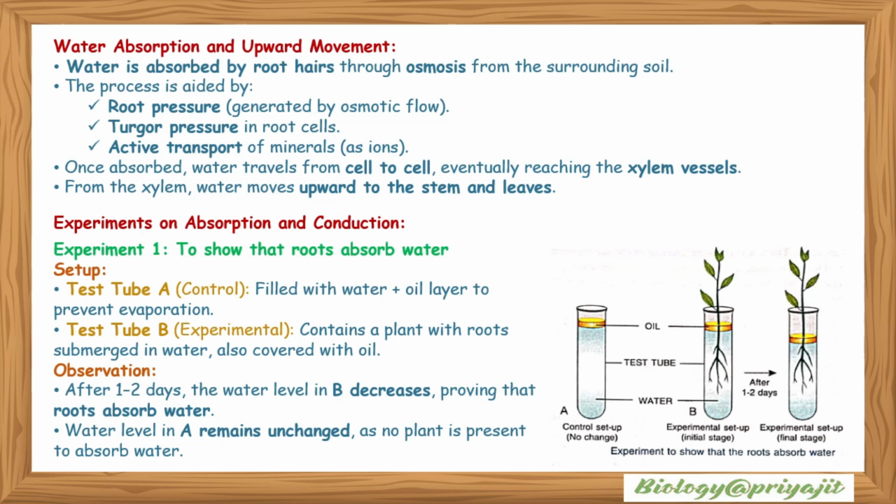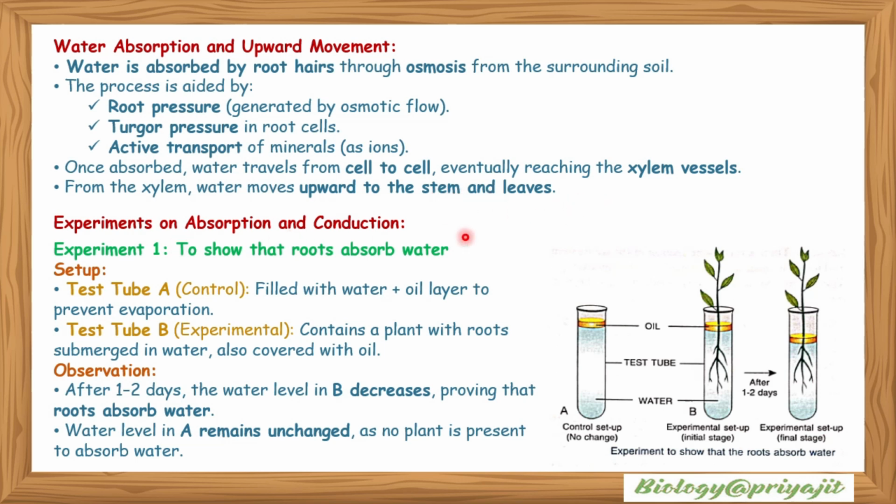The process is aided by root pressure generated by osmotic flow, turgor pressure in root cells, and active transport of minerals as ions. Once absorbed, water travels from cell to cell, eventually reaching the xylem vessels. From the xylem, water moves upward to the stem and leaves.